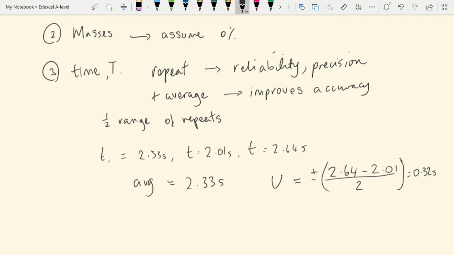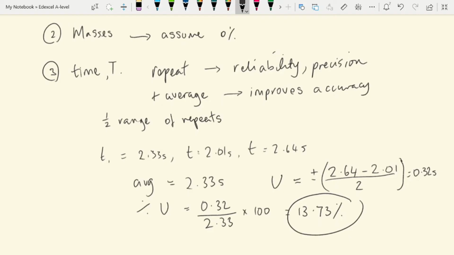And again, I'm matching the decimal places here. To calculate our percentage uncertainty then, we say 0.32 over our average, 2.33, times 100, giving us a very large uncertainty of 13.73%. This is the issue with timing, especially when times are very short like this.